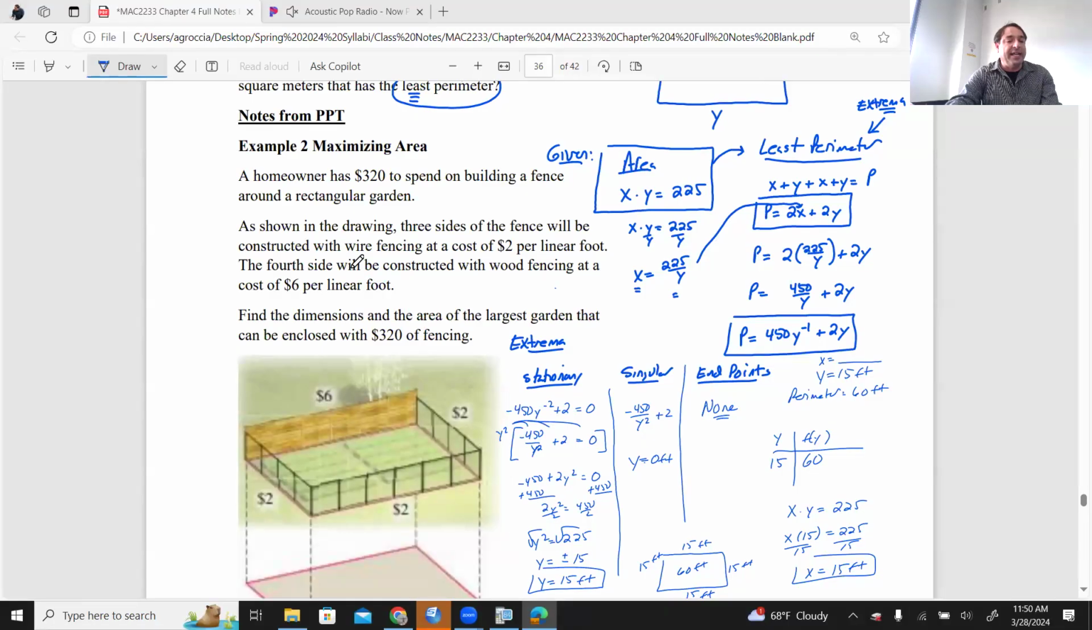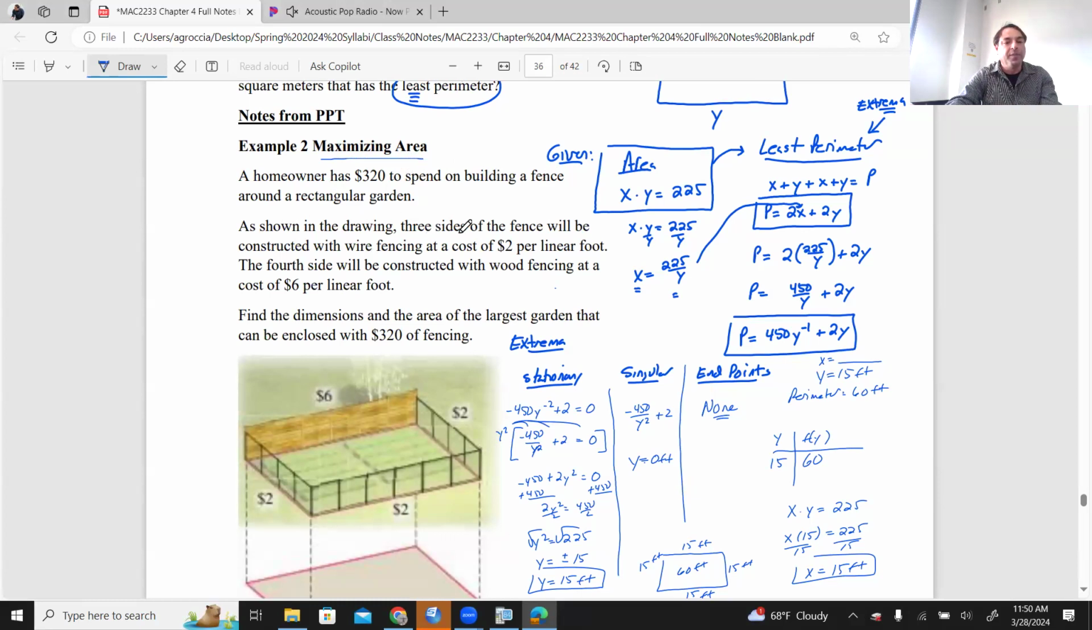So for our second example, it's a little more complicated. Now we're going to be maximizing area. So remember, always focus on the goal. Here, it's maximizing area. So a homeowner has $320 to spend on building a fence around a rectangular garden.